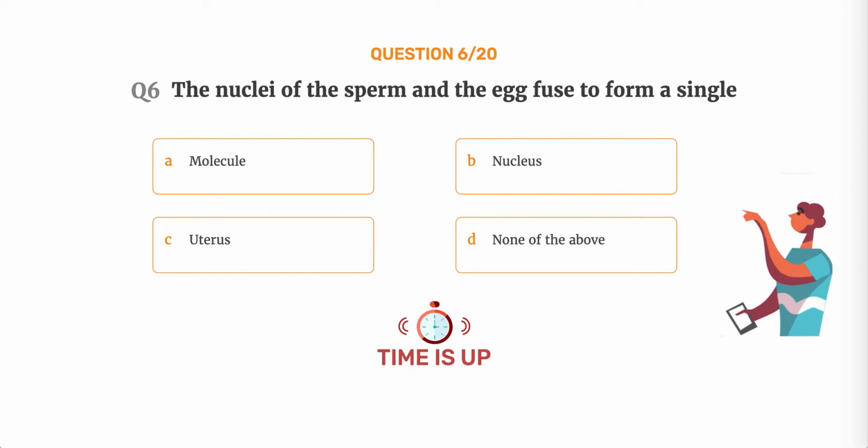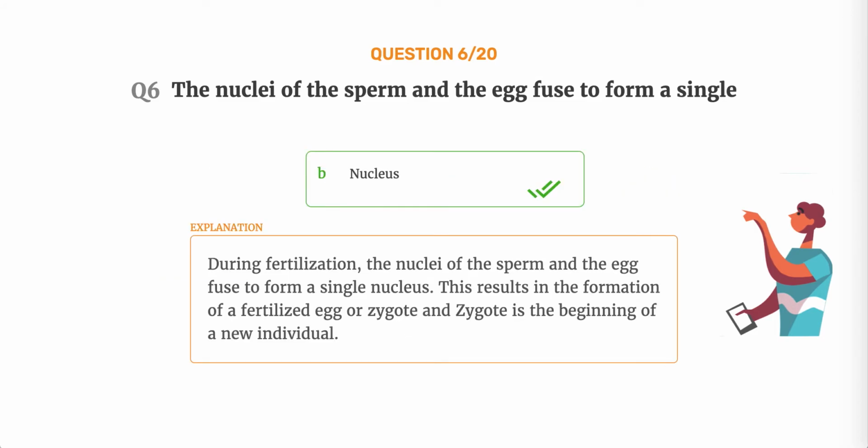The correct answer is option B. Nucleus. During fertilization, the nuclei of the sperm and the egg fuse to form a single nucleus. This results in the formation of a fertilized egg or zygote, and zygote is the beginning of a new individual.